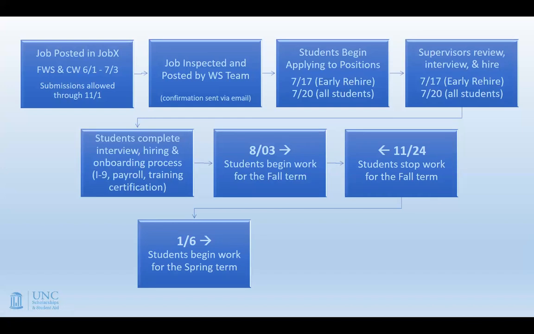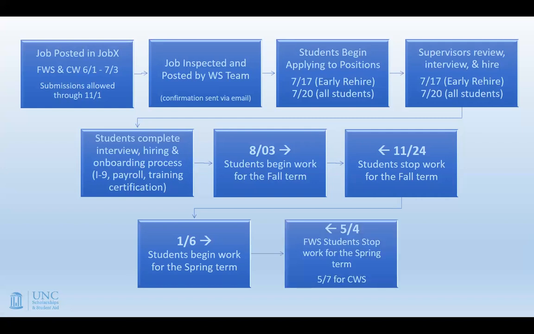We don't know, but we suspect right now spring positions will start July 6th, and they will run through May 4th or May 7th if you're hiring through Carolina Works. Again, just a quick reminder, because this is anticipated to be an issue, the student must complete their I-9, W-4, NC-4 before they are able to start, regardless of their actual date of hire and where we are at in this process.